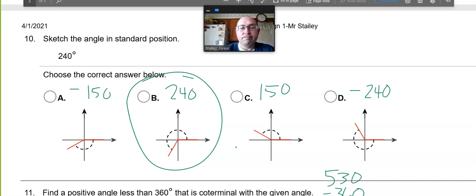240-degree angle, well, that's going to be choice B. I've written out the other angle measurements. They look approximate, right? Negative 150, positive 150, negative 240.